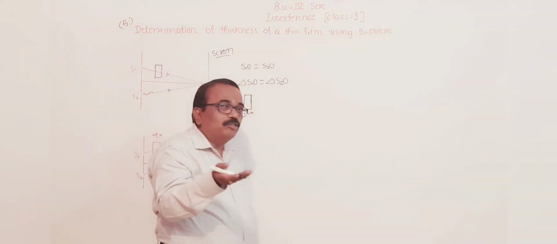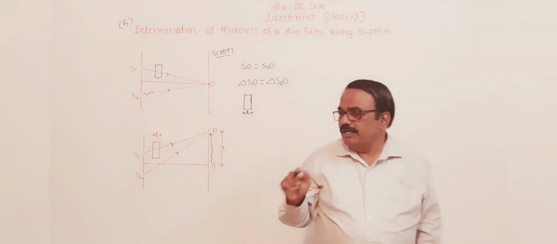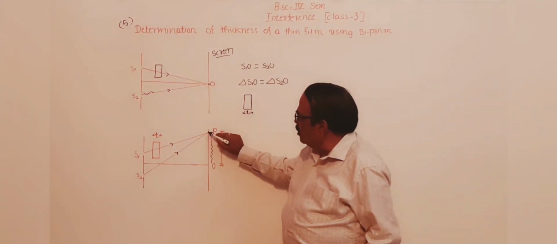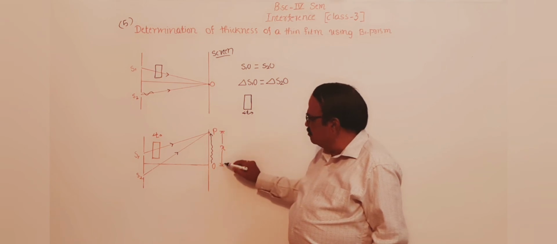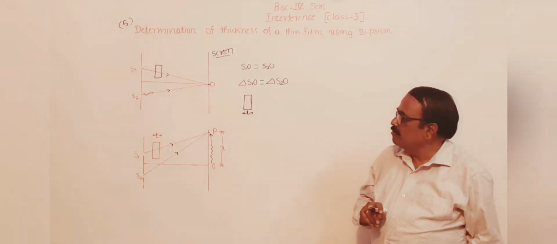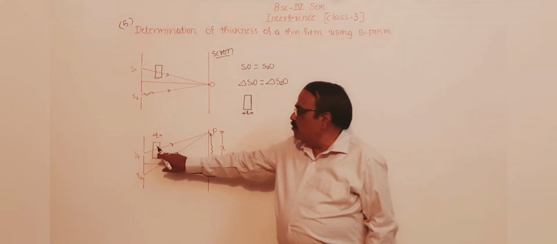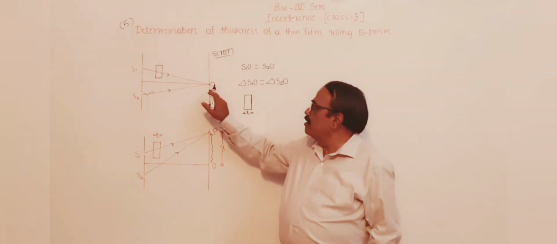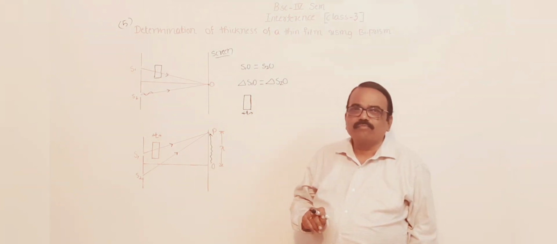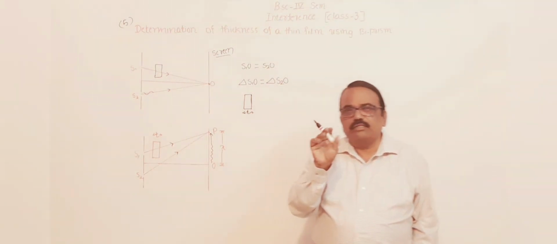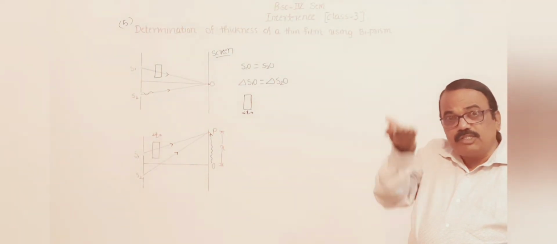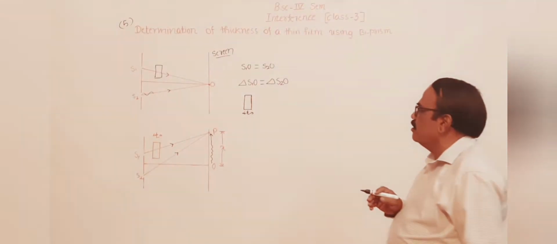What I am telling is, O itself will shift. The central bright band will come to the point P. It has moved through the distance x. Then if you remove this, again the point P comes back to O. So by introducing a thin film of glass or mica, the fringe system itself will move.